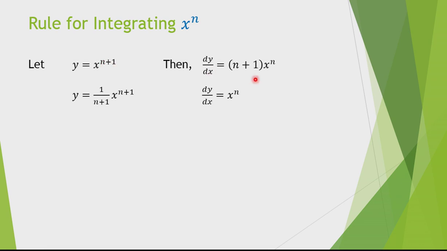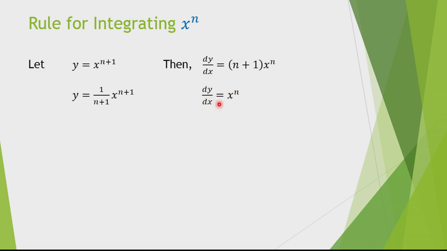Then with the support of these two answers, we can guess that if the function is y equal 1 upon n plus 1 into x to the power n plus 1, dy by dx is going to be x to the power n. That means, in the opposite way, if I integrate this function, my result will be this. So we form the final rule just like this.